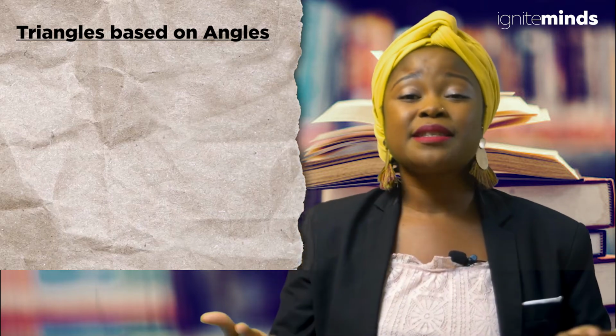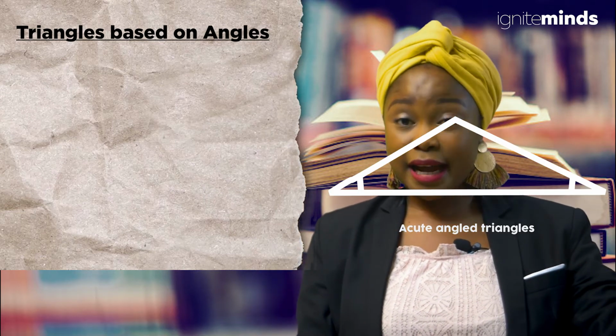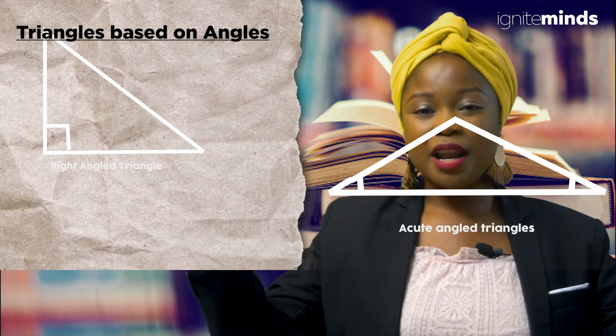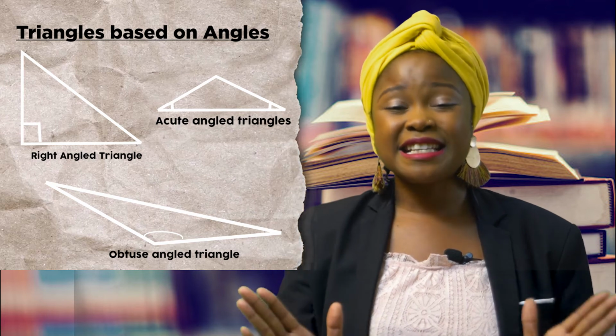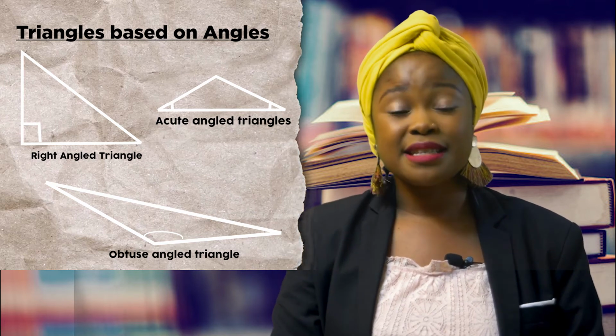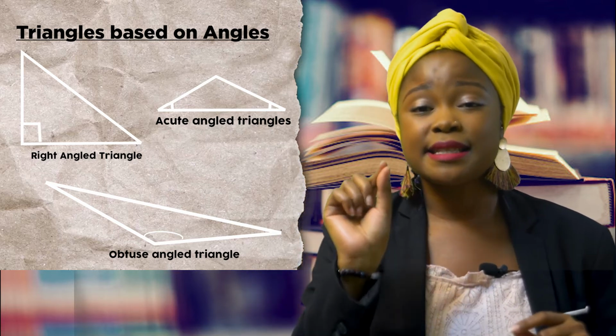So far, we have learned about 3 types of triangles. Always remember, they are classified according to the length of their sides. Let us look at the triangles based on the angles. Now we have 3 types of triangles. That is the acute angle triangle, the right angle triangle, and the obtuse angle. Now these are the 3 triangles that are based on the measure of the angle between the sides.